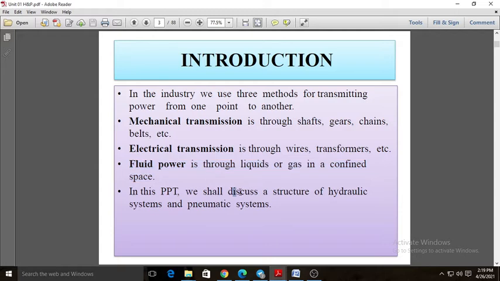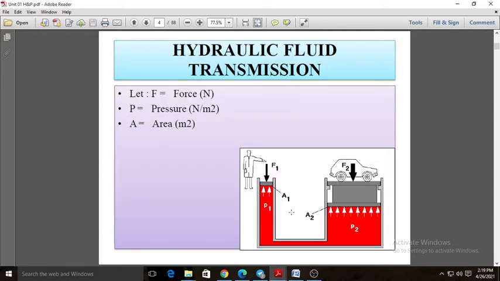In this PPT we shall discuss the structure of the hydraulic system and the pneumatic system. So here is the simple form of a hydraulic system. Here you can see this is the hydraulic jack which we use to lift a vehicle. When you apply pressure force at point 1, you start to compress the fluid through this arm.